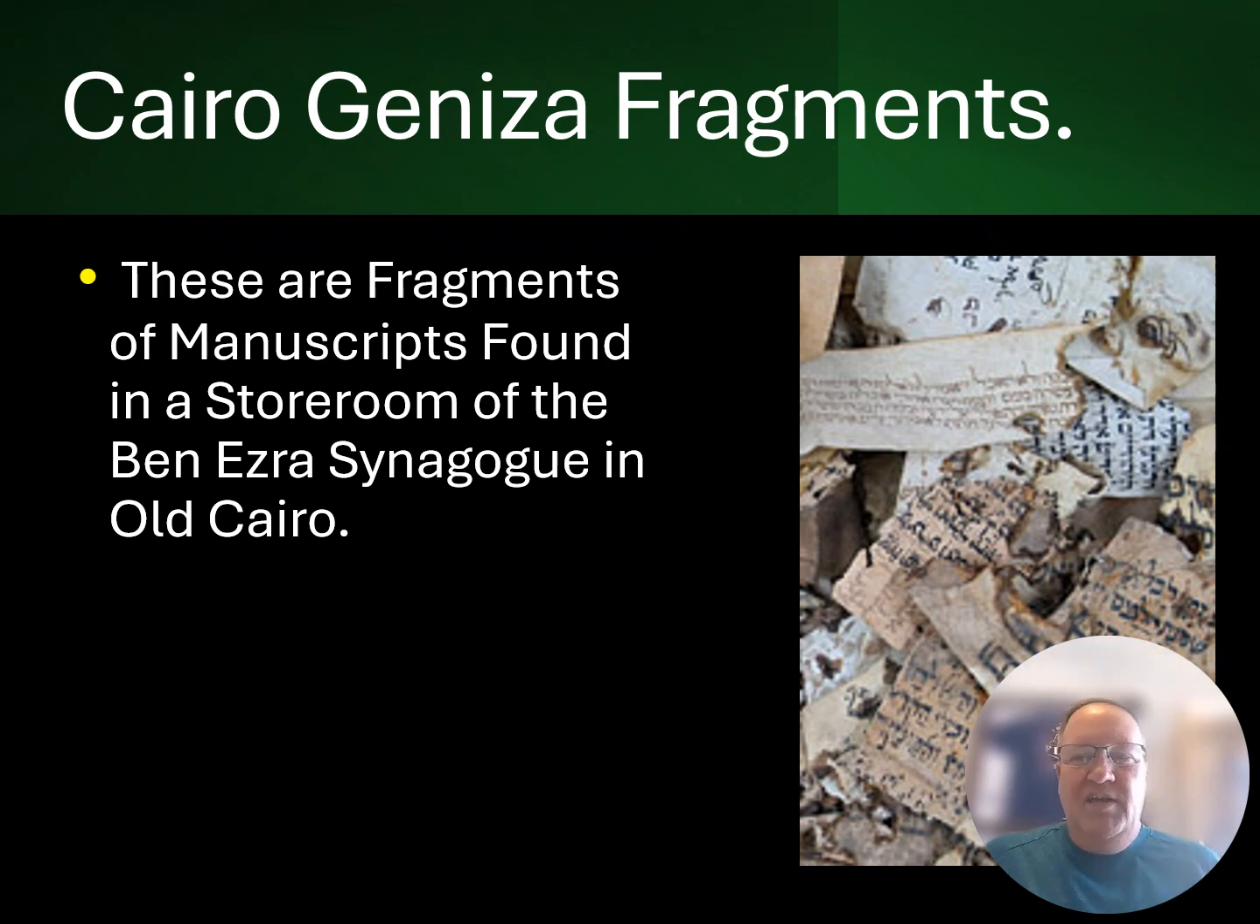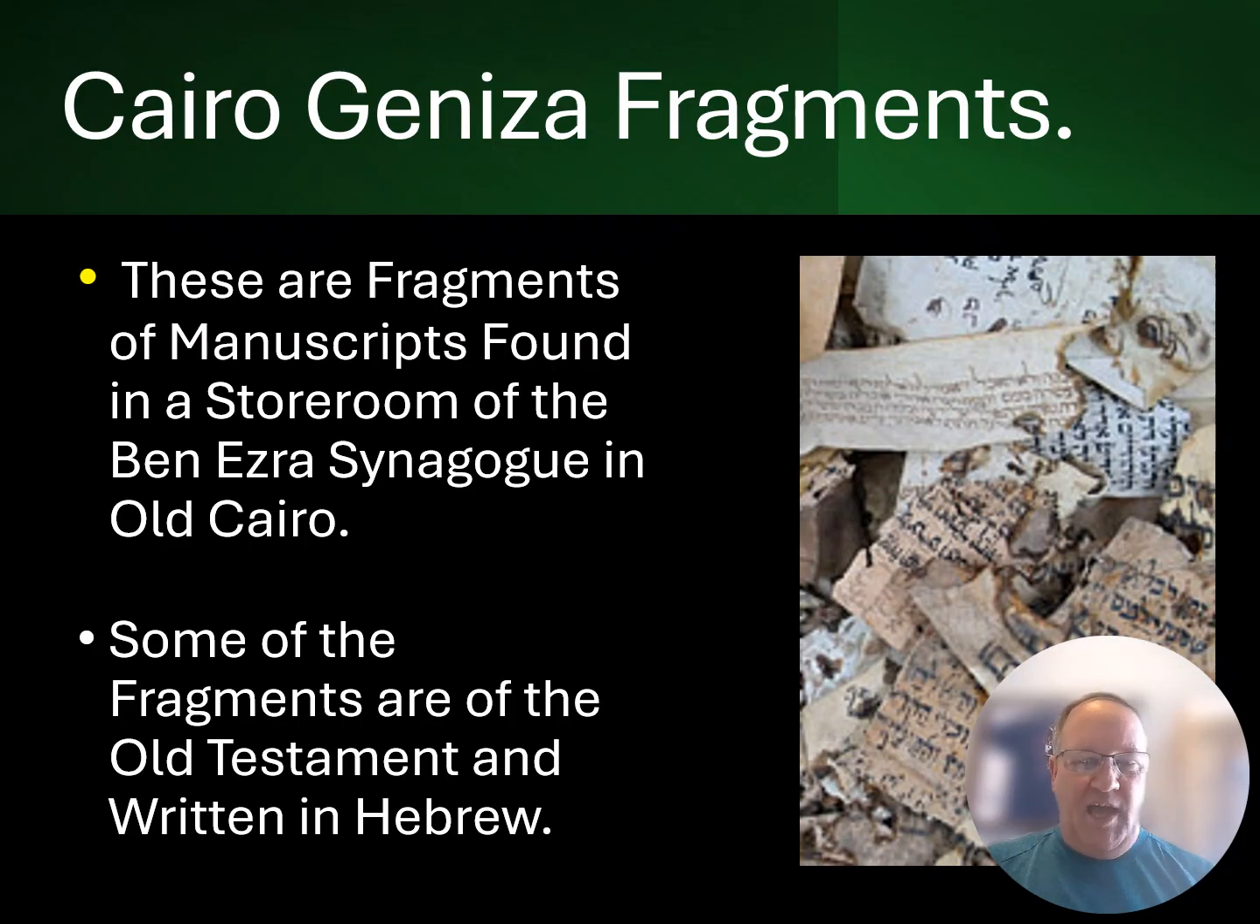In fact, they were found in an old synagogue called the Ben Ezra Synagogue, in the actual storeroom located in what's called Old Cairo. And we'll talk a little bit about this, but let me just quickly say that the way that Jews would handle scrolls in the synagogue is that when they started getting old and deteriorated, they wouldn't just throw them away. They would store them.